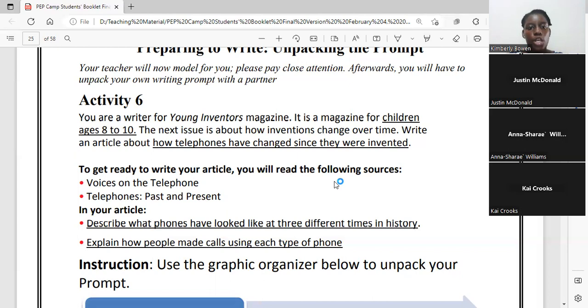All right, so we're going to read through the writing prompt to see if we can identify the different parts of the writing prompt. Does anyone want to go ahead and read? It starts here.